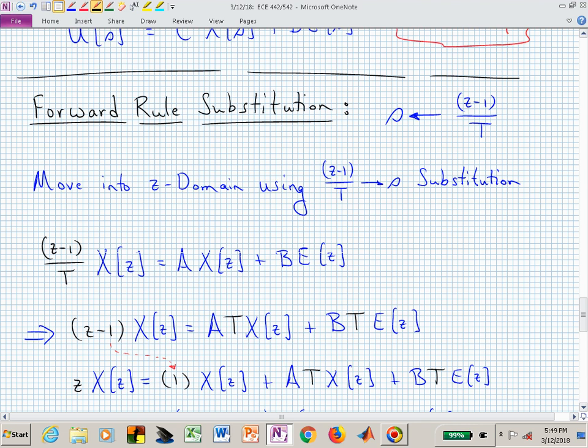The next step that I want to perform is actually combine this vector, capital X, with another vector, ATX. And how am I going to do that? How am I going to combine capital X in these two terms?